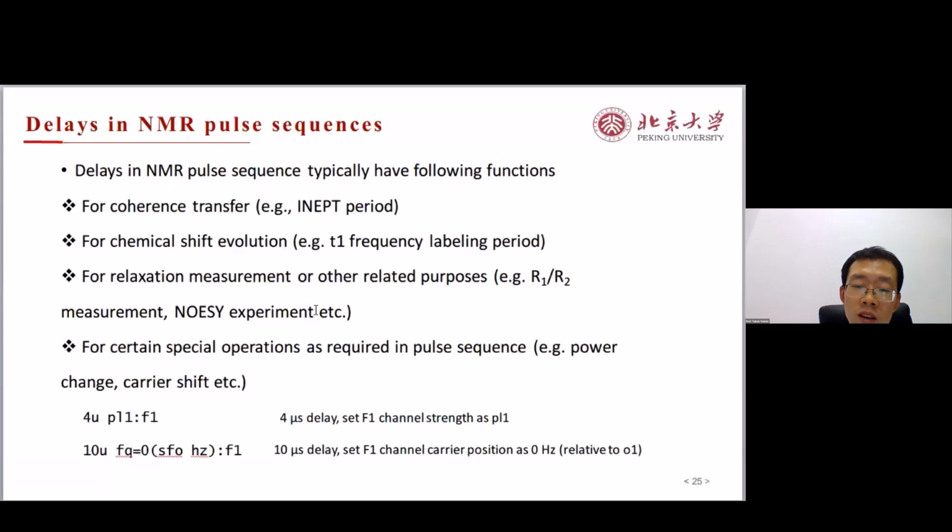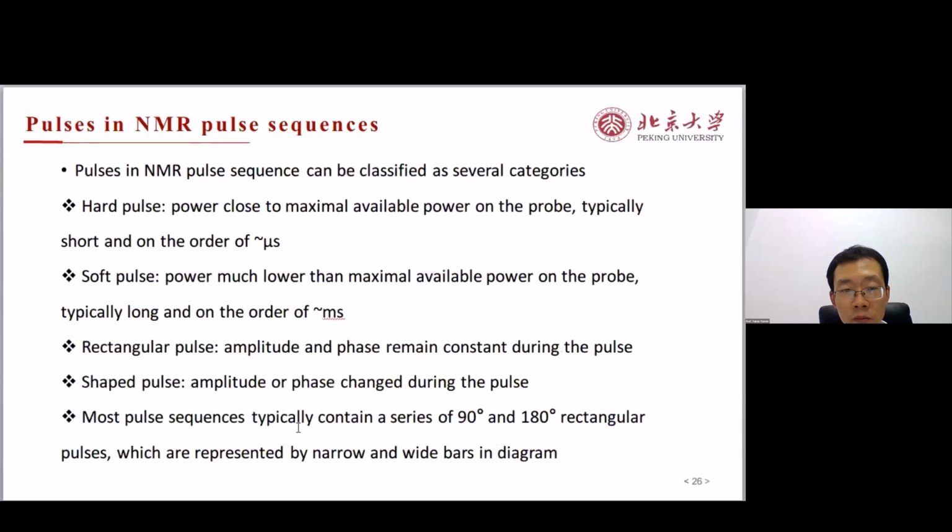And also there are delays required for specific operations in the pulse sequence. Like if you want to change the power or shift the carrier, you have to do those operations within certain delays. For example, this command is for changing power on the F1 channel, and this example is for changing the carrier position in the F1 channel.